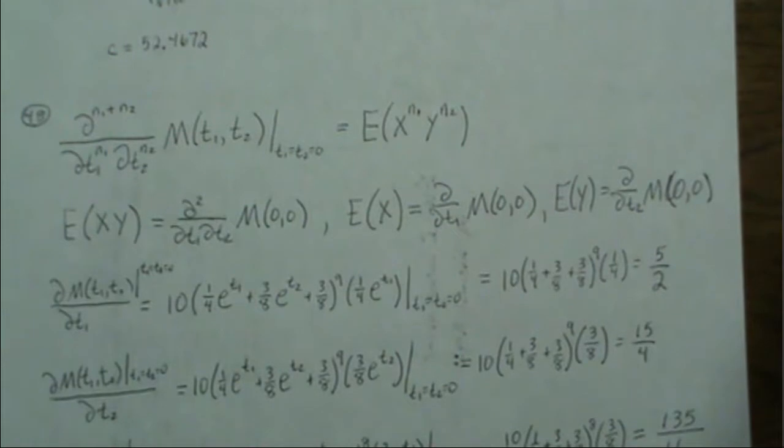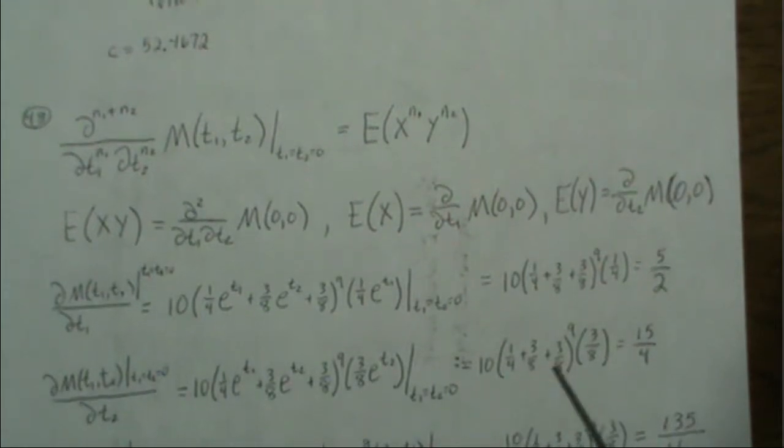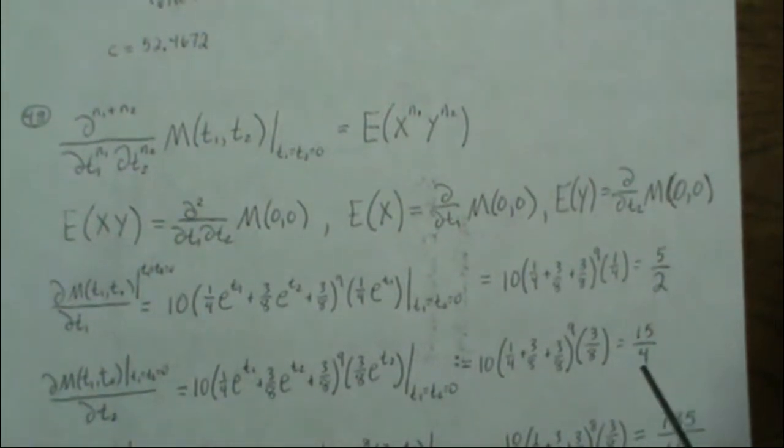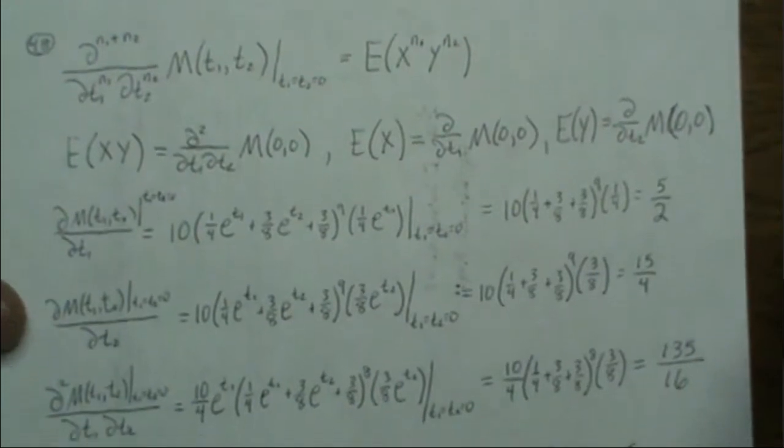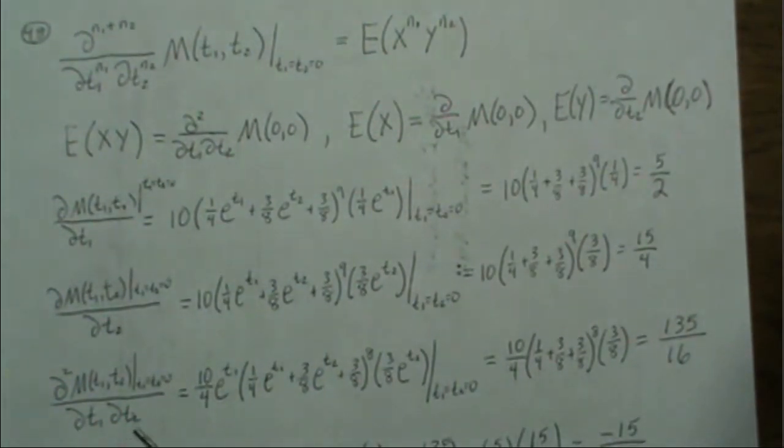We take the partial with respect to x2. We get this, evaluated at 0. We get that, which reduces to 15 over 4. And here we have to take the partial of t1 and partial of t2.